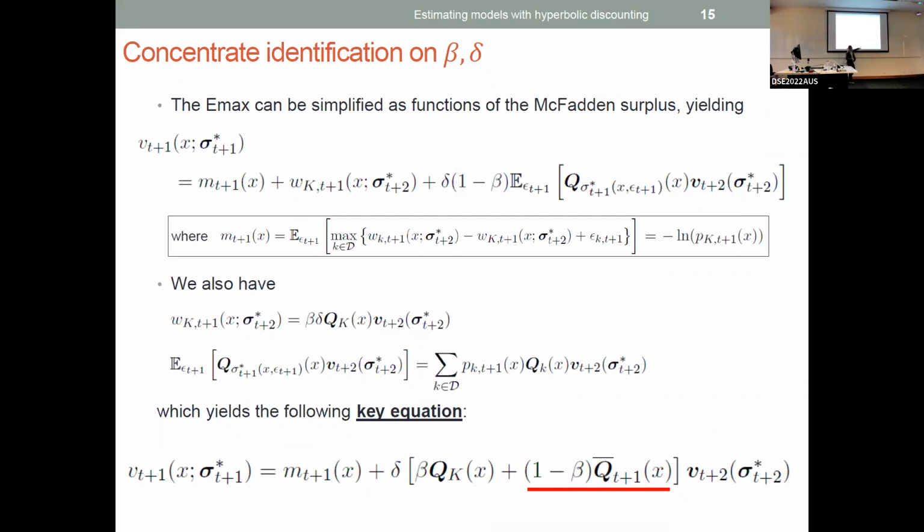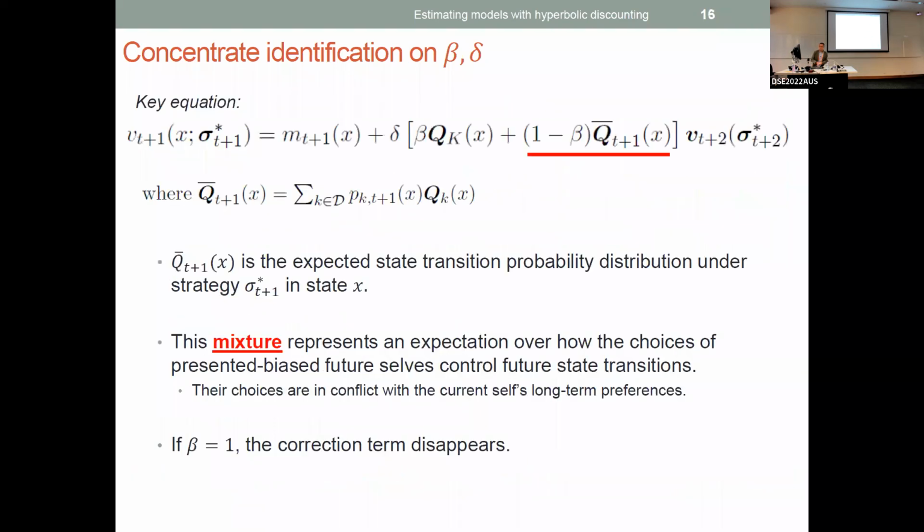But here, because the present bias factor is not equal to 1, you get a mixture consisting of Q k and Q bar t plus 1. This is not trivial, and I'll define that in the next slide. But this is how the core of the recursion procedure looks.